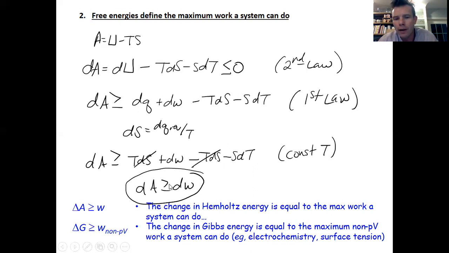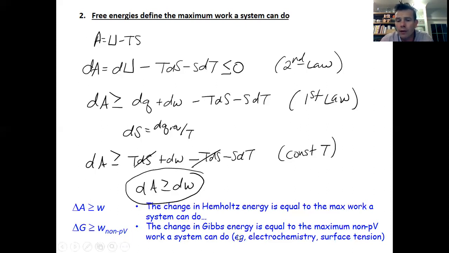Some of you may be confused by the inequality here. Looks like this is bigger than the work. But remember that work is negative. When the system does work, it's a negative quantity. So we're saying here that it's less negative, it's bigger. We actually don't use the Helmholtz energy all that often in chemistry. Every once in a while, but not that often. More frequently, we use delta G. And it will turn out that delta G is greater than or equal to the maximum non-PV work. So the change in Gibbs energy is equal to the maximum non-expansion work that a system can do.